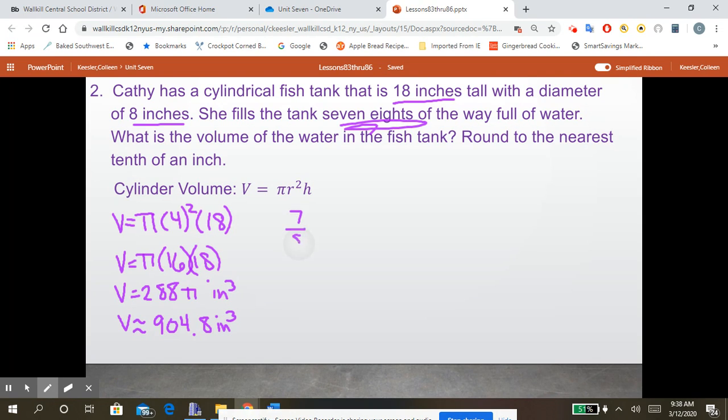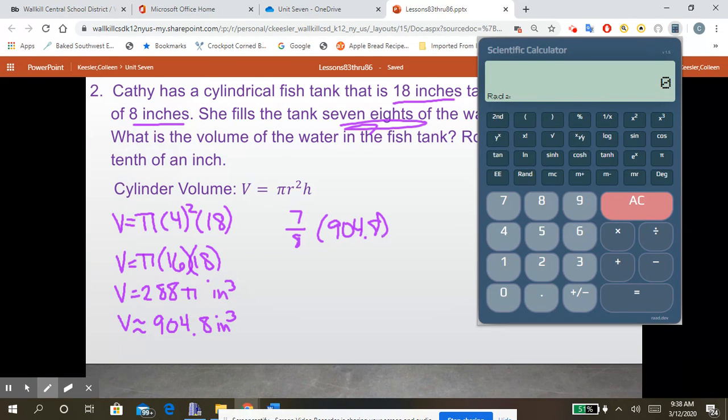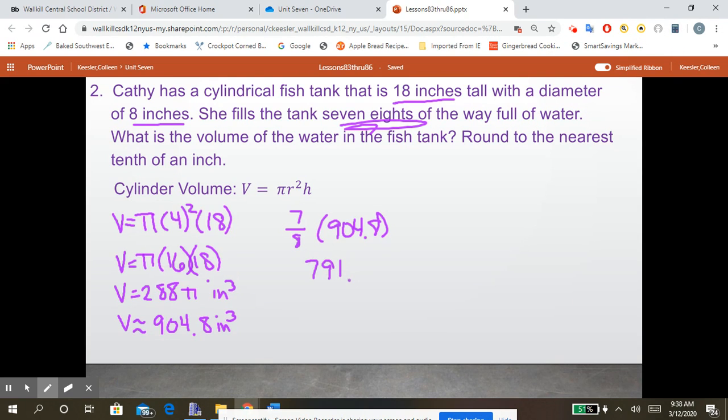So we do 7/8 of 904.8. Now remember, when we're multiplying by a fraction again, we can divide by the denominator and multiply by the numerator. So 904.8 divided by 8 times 7 is 791.7 inches cubed. So that is our answer. And maybe we want to add water there because that's how much water is in the tank. All right. Again, not too tricky, but make sure you reread it to be sure that you actually answered the question. All right. Most kids would look at this and only find the volume of the fish tank, forget to multiply it by 7/8 to find the volume of the water.